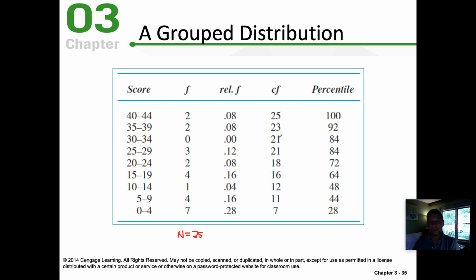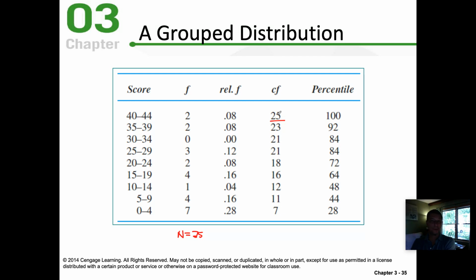Now, the cumulative frequency is simply adding the current frequency plus the next. So 7 plus 4 gives me 11. 11 plus 1 gives me 12. 12 plus 4 is 16. 16 plus 2 is 18. 18 plus 3 is 21. 21 plus 0 is 21. 21 plus 2 is 23. And 23 plus 2 is 25. Remember that the total number of data points should equal the top number in the cumulative frequency.